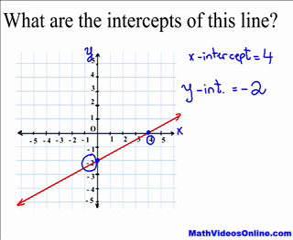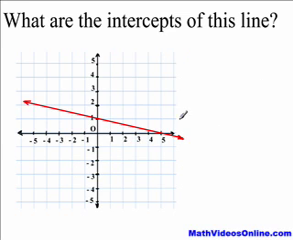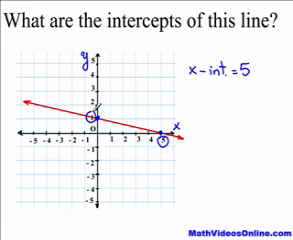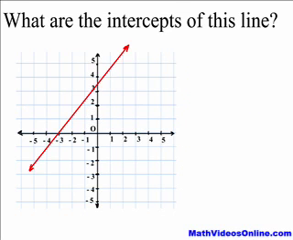Let's take a look at another example. In this case, the graph of the linear equation crosses the x-axis in +5. Therefore, the x-intercept is 5. The graph also crosses the y-axis, the vertical line, in +1. Therefore, the y-intercept is 1.